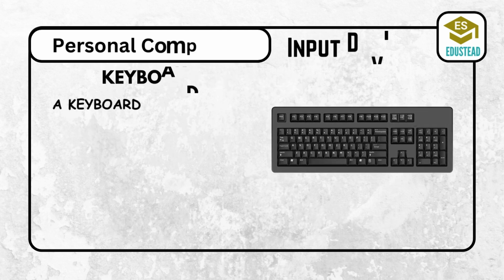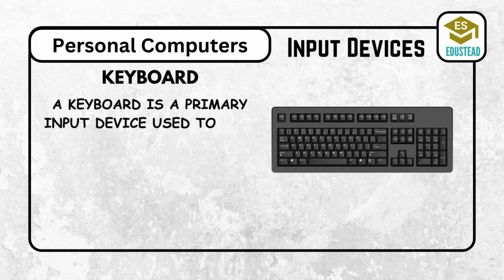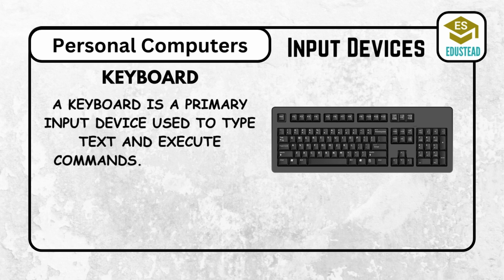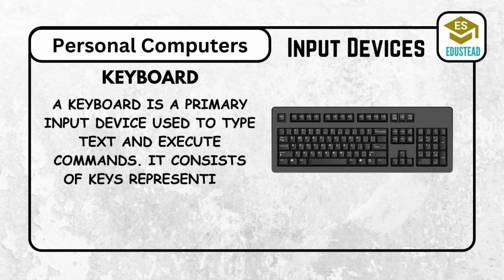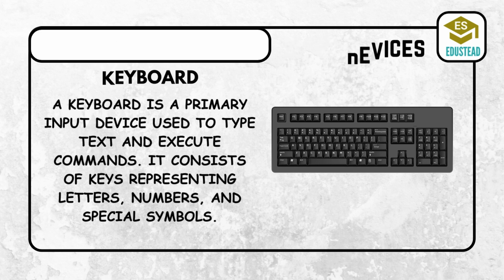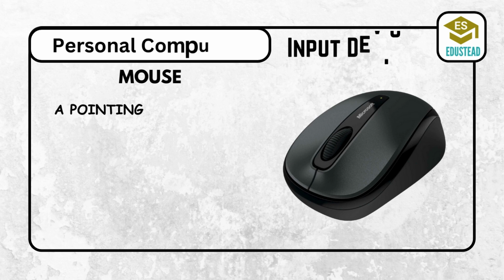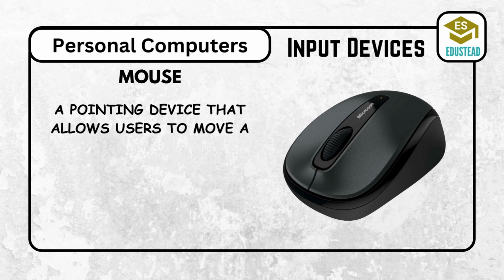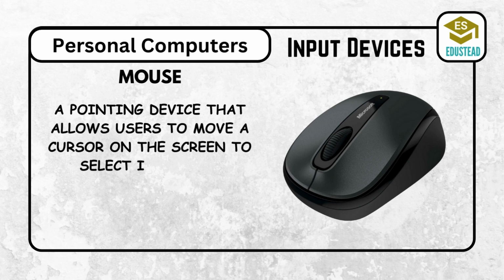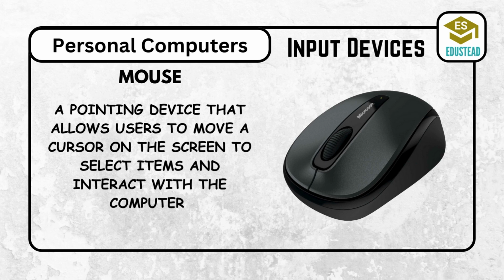Starting with keyboard, a keyboard is a primary input device used to type text and execute commands. It consists of keys representing letters, numbers, and special symbols. Move towards mouse, a pointing device that allows users to move a cursor on the screen to select items and interact with the computer.